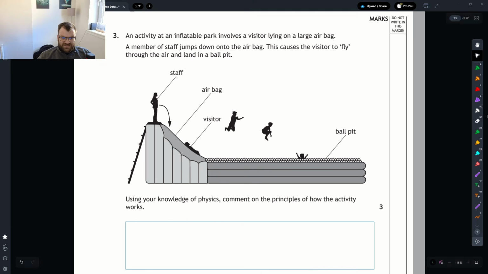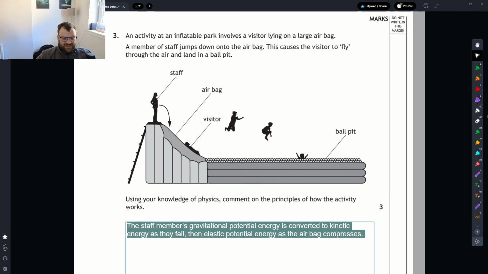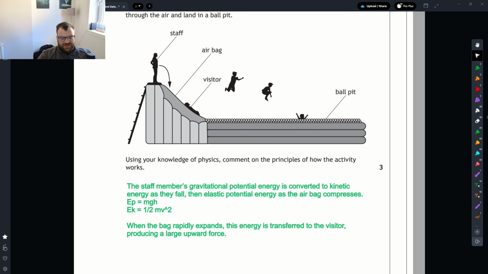In this next one, we're asked to use our knowledge of physics to comment on how this activity would work. So in this one, the member of staff is going to jump, and that's going to cause the visitor to go flying. Things to do with this would be things like potential energy and kinetic energy. Gravitational potential energy converted into kinetic energy, and then that will then act to throw the visitor forward. The relationships EP equals mgh and EK is a half mv squared would come into this situation.